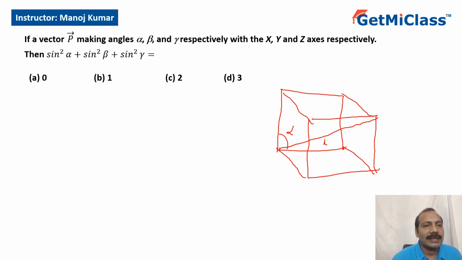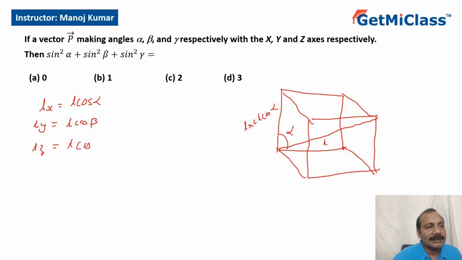So then Lx would be equal to how much? L cos alpha, right? So in this way I can write Lx equal to L cos alpha. Similarly, Ly would be equal to L cos beta, and similarly Lz would be equal to L cos gamma. This is what we have. So from this, what will I have? I need to find sine square alpha plus sine square beta plus sine square gamma.